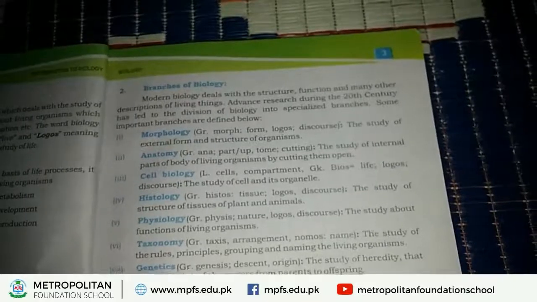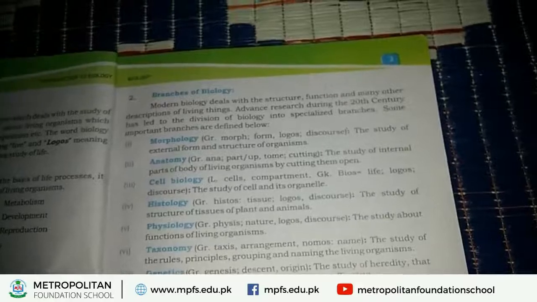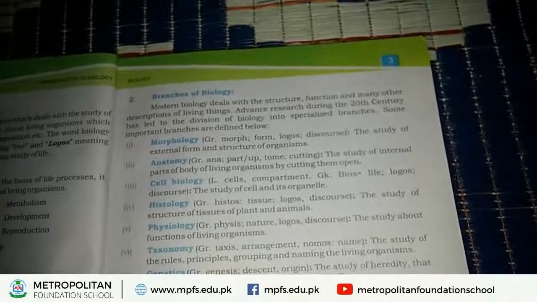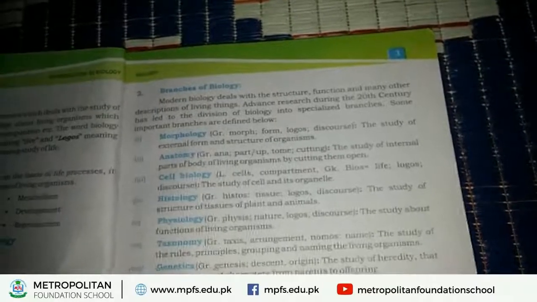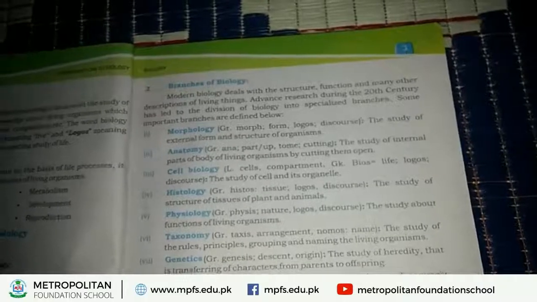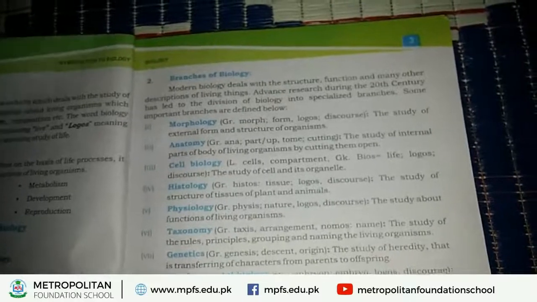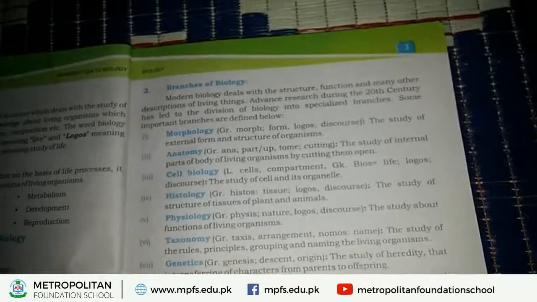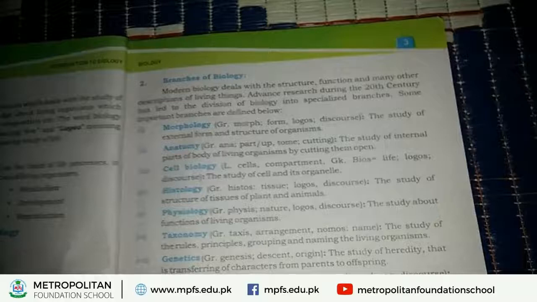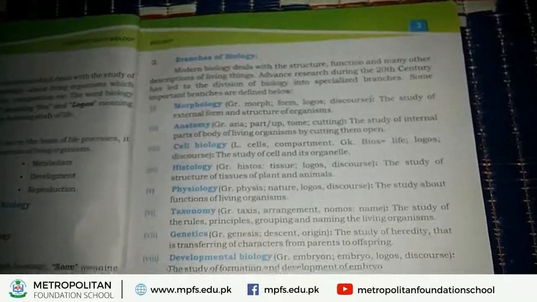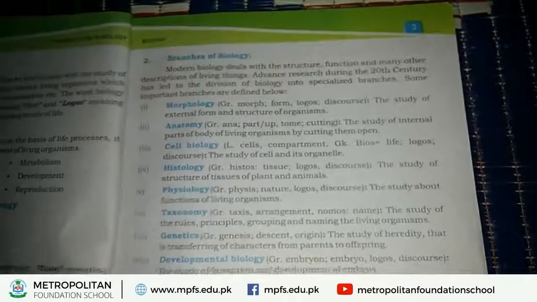Next, cell biology. Cell biology is also a branch of biology in which we study about cell and its organelles. For example, in cell different organelles are present, for example, endoplasmic reticulum, ribosomes. All these organelles are a part of cell. In this branch we study about cell and different organelles. That's why it is called cell biology.